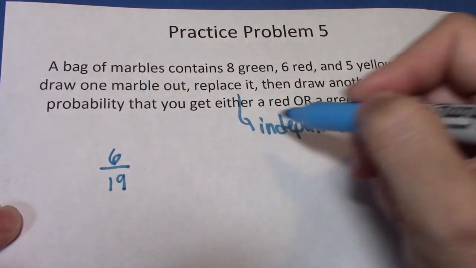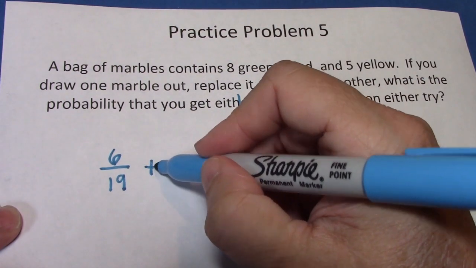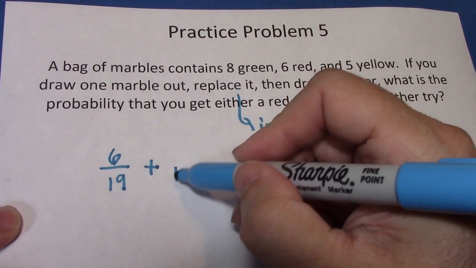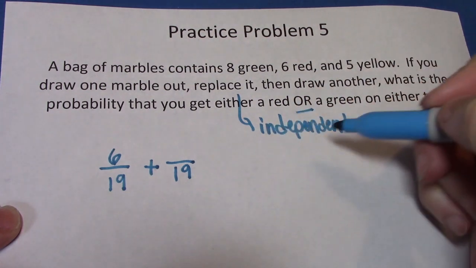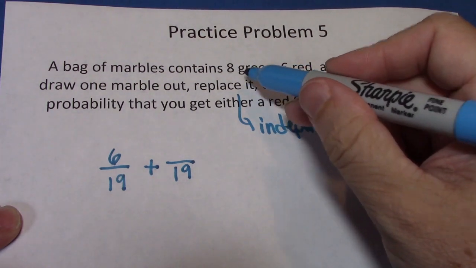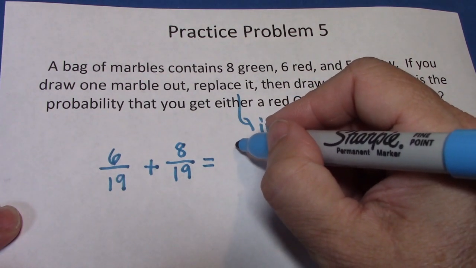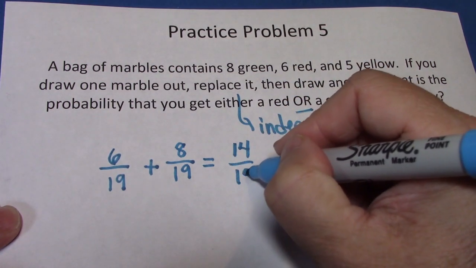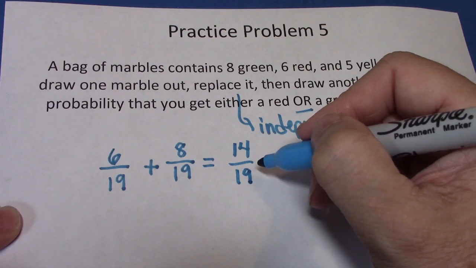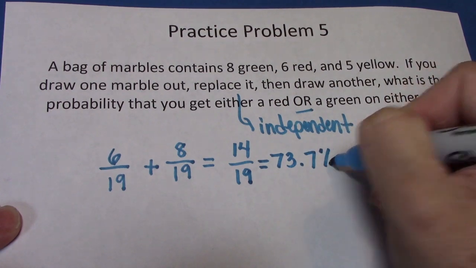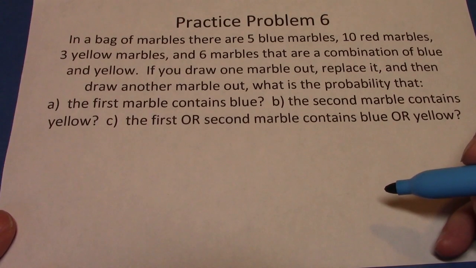This is an OR, so we're going to add. It's independent, and we've replaced it. So there are still 19 marbles in the bag on the second time around. And we're looking for green this time as a success. So 6/19 plus 8/19 is 14/19. And that equals 73.7%.